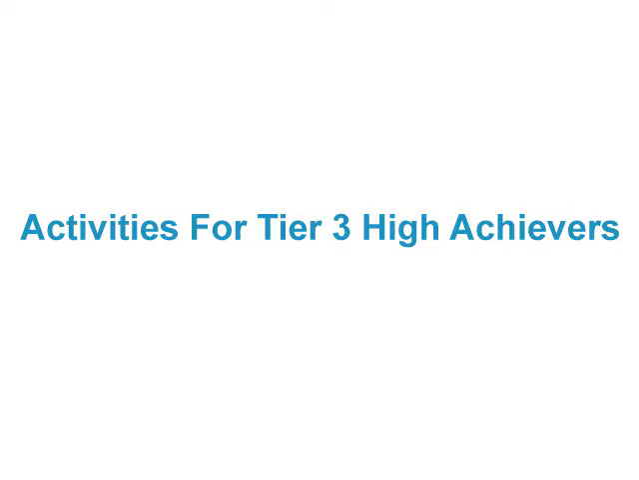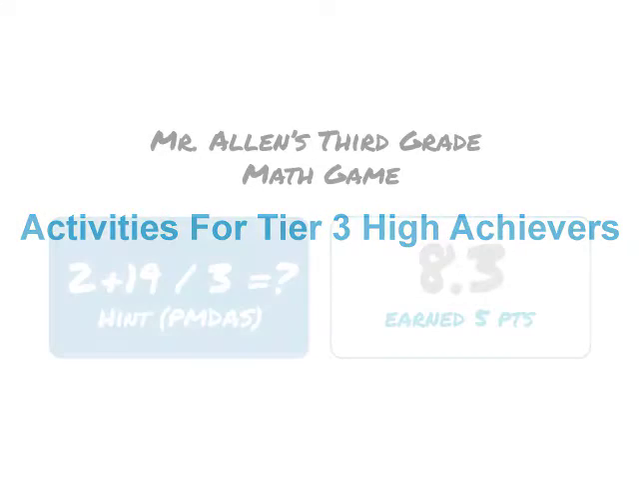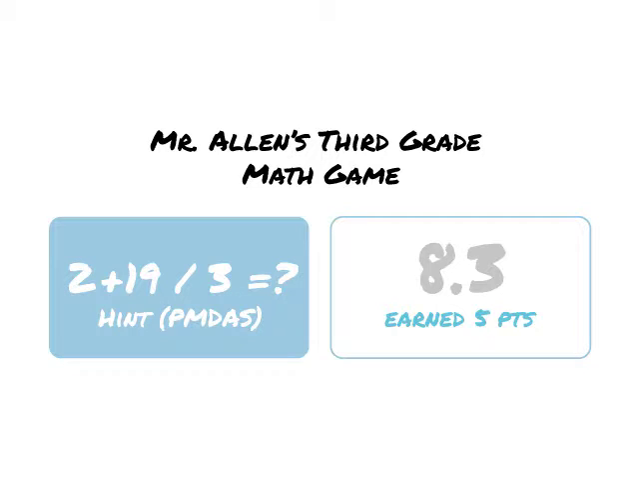For Tier 3 high achievers, I would use large cards with a problem sentence on it, such as 2 plus 19 divided by 3 equals. The first one to correctly solve the problem gets the associated point value for each card. There are 25 cards up for grabs. I think this is going to be a great opportunity for my higher-end students to play a game against each other and to be competitive.